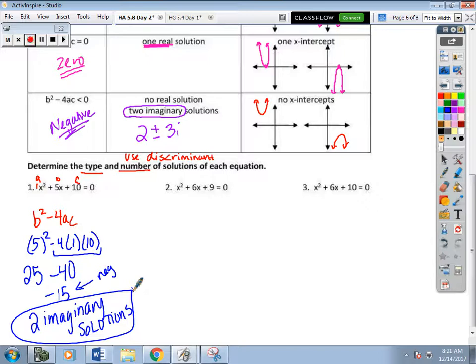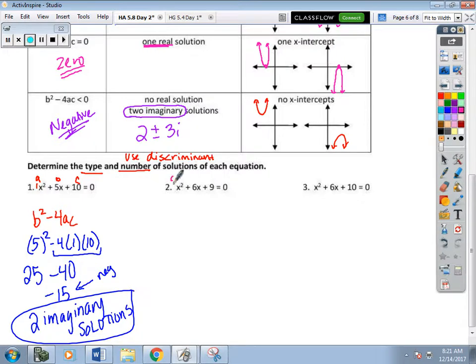So that's our final answer, because they just want to know the number and type of solution. So it's either 1 or 2, and it's either real or imaginary, depending on. Awesome. To check it, would you be able to just do the quadratic formula? Yes. So if you wanted to check it, you could do the whole quadratic formula and realize that your two answers are going to have an i in it. Yep.